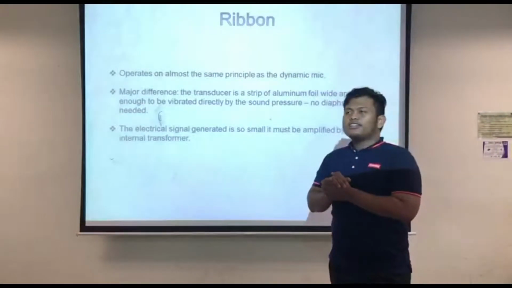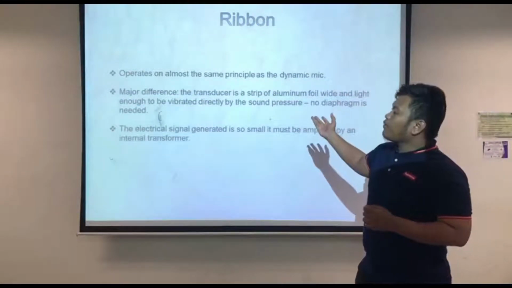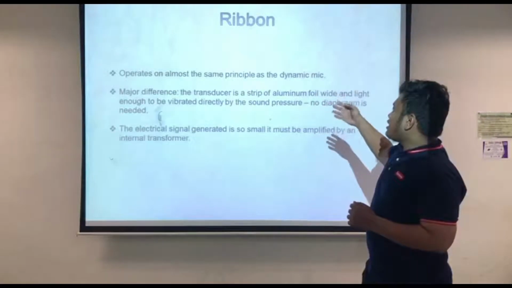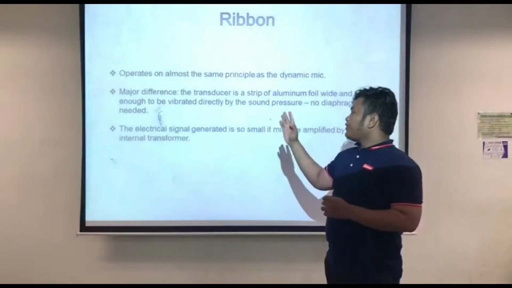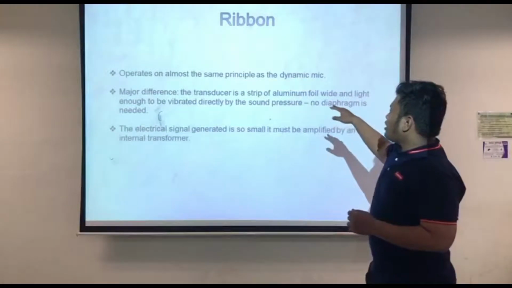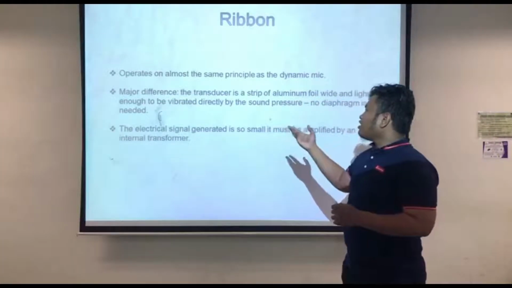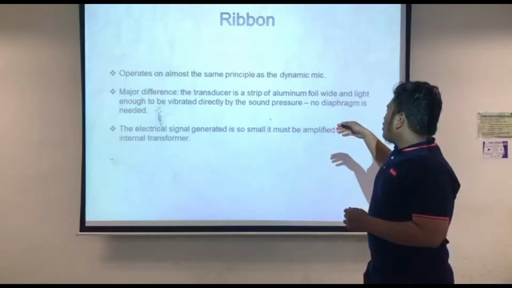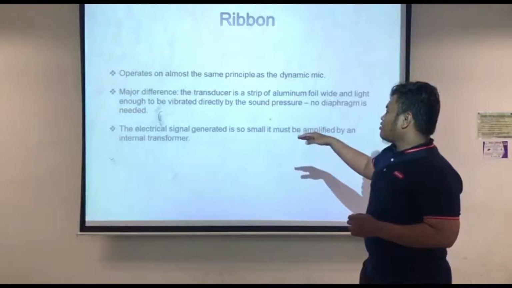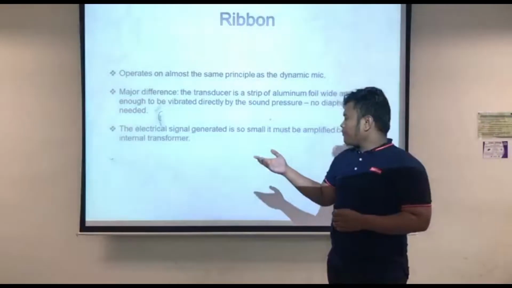Now we go to the second type of microphone, the ribbon microphone. A ribbon microphone operates on almost the same principle as the dynamic microphone. The major difference is the transducer is a strip of aluminium foil, thin and light, known to be vibrated directly by the sound pressure. No diaphragm is needed. The electrical signal generated is so small, it must be amplified by an internal transformer.